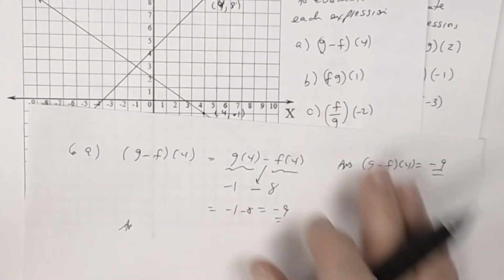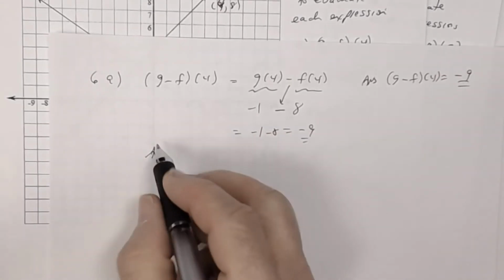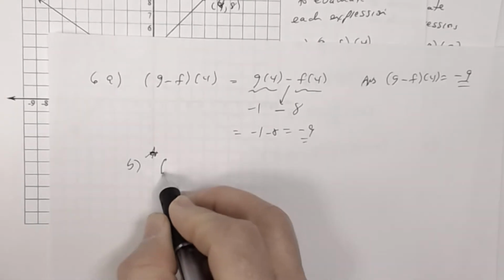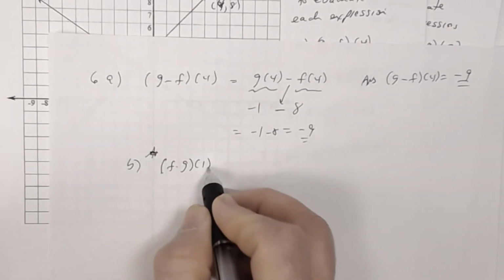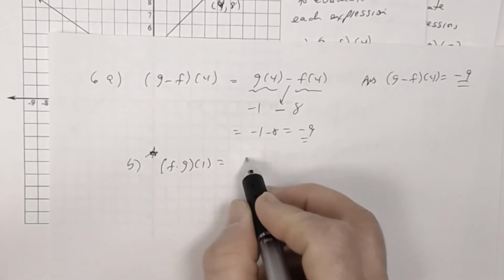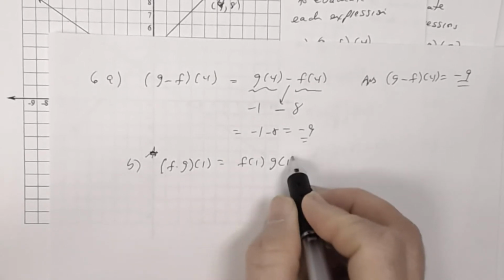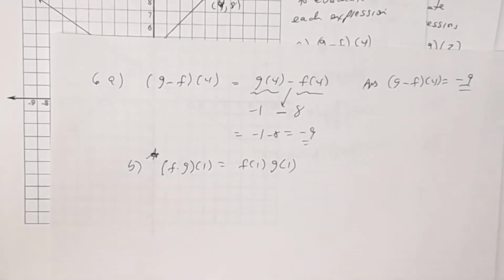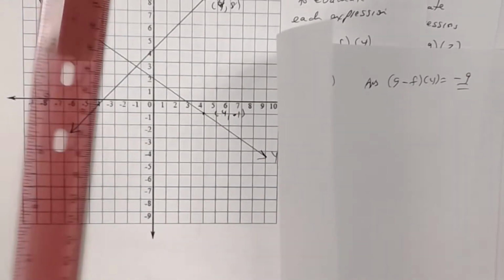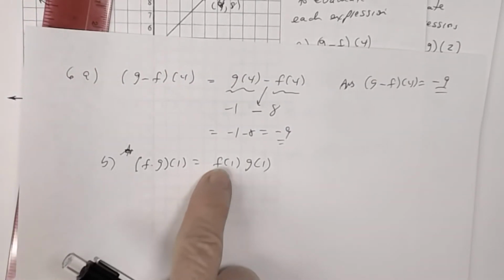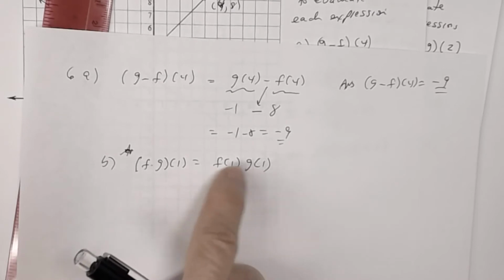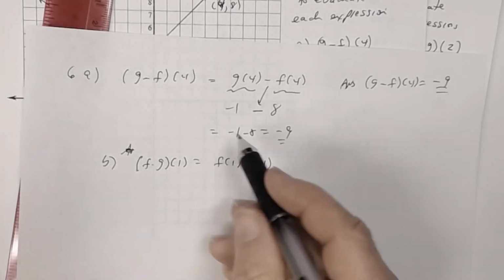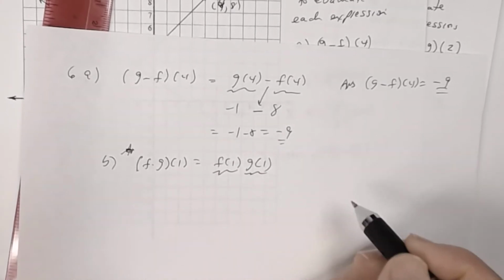So f times g at 1. So B, you want to find f times g at 1. By definition, that means f of 1 times g of 1. All right, so same idea. We want to find the y value. Remember, you're finding the y value. So we want to find the y value when x is 1. So you want to find f of 1, g of 1.